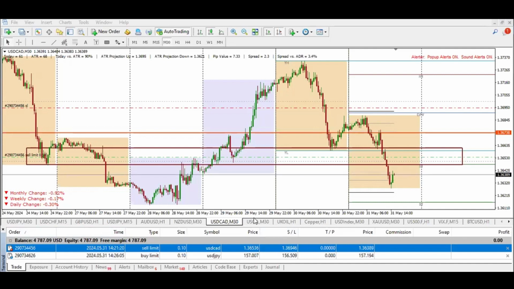Can we use the stop loss to determine our take profit? Well, yes, you can, but I usually prefer to anchor my take profit based on the next key area, the next support or resistance, depending on if I'm selling or buying. But yes, you can use that.